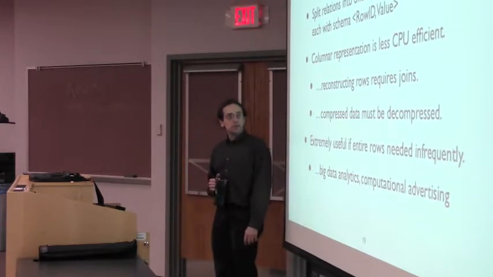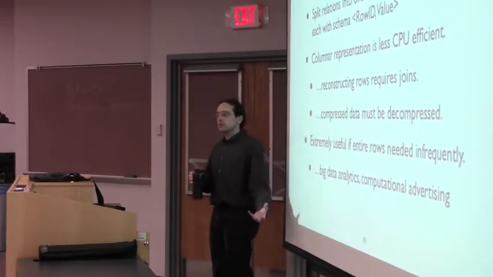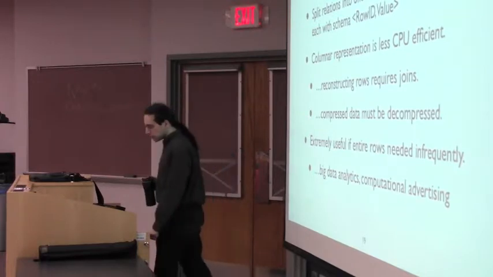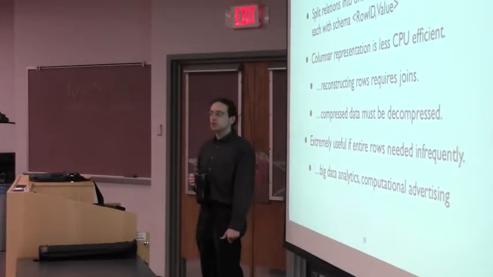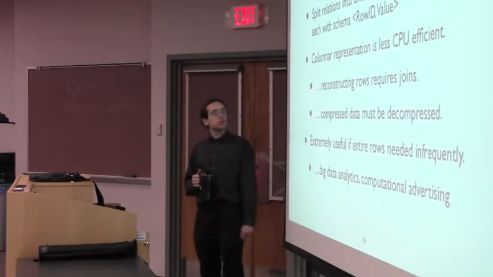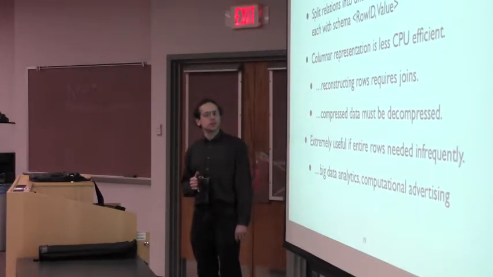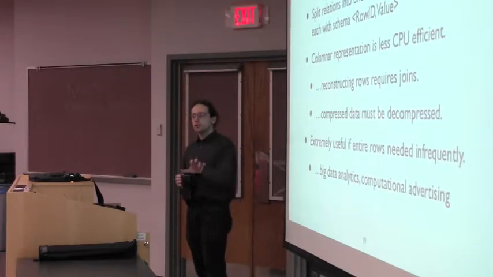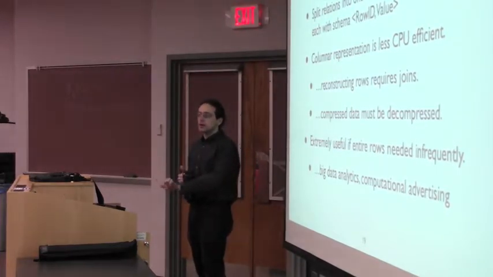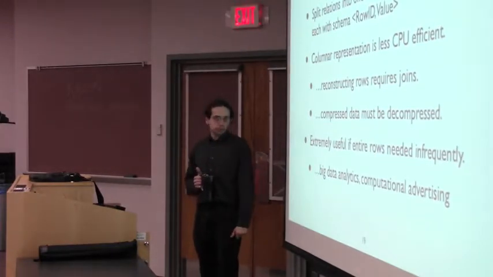So there are trade-offs, and there's a whole mess of database systems that will live somewhere in between. There's one called CStore, which I believe became Vertica, and that allows you to store essentially subsets of columns.